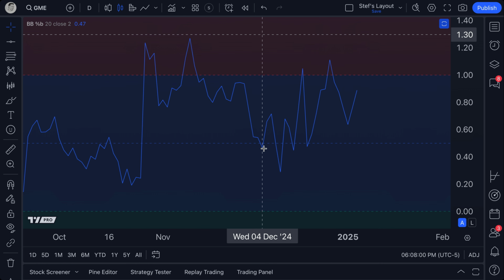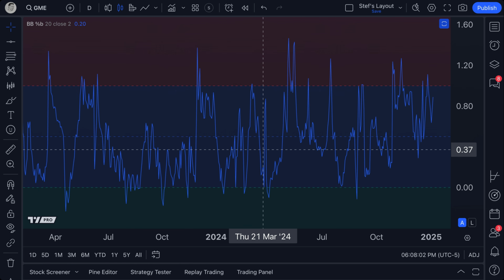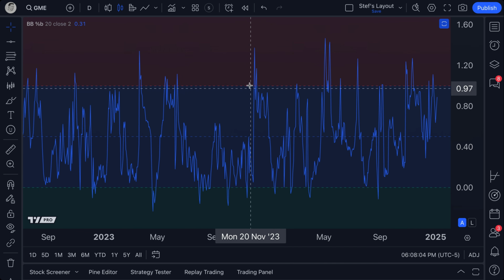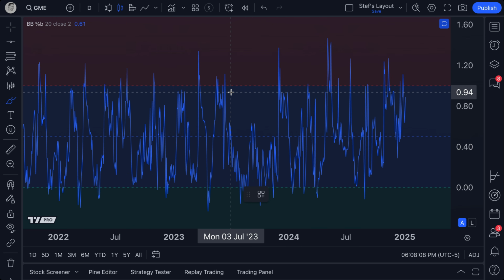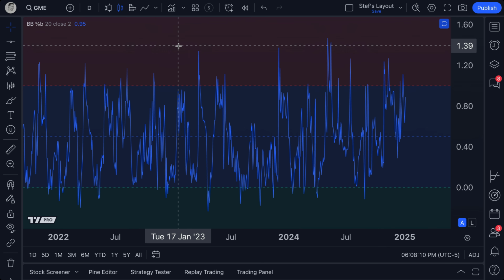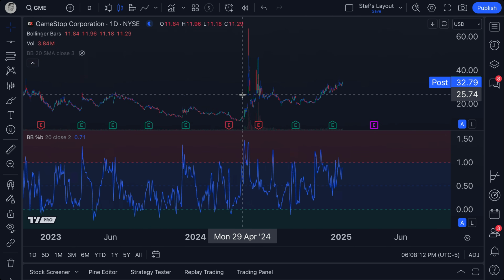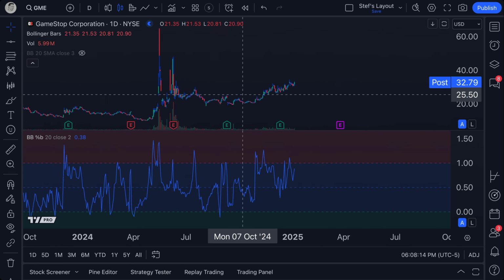You can even double click and make this your own essential Bollinger Band percentage B chart to know how price has gone over time. You can draw on this chart, perform analysis on it, anything you need to do just to make some better or more informed decisions into the future.